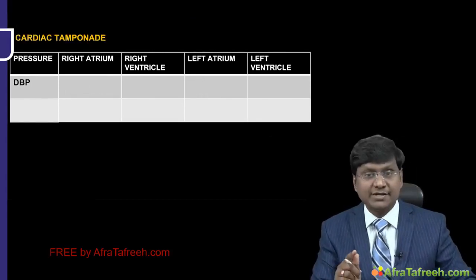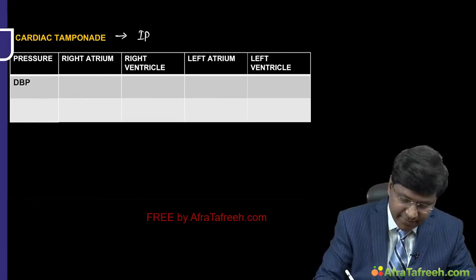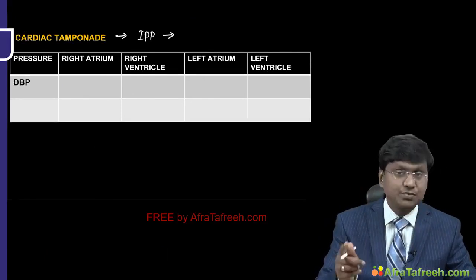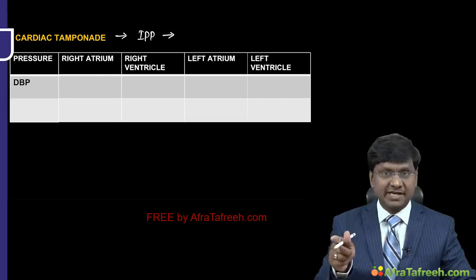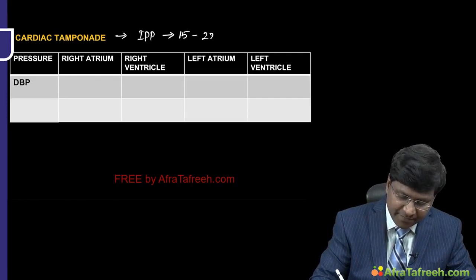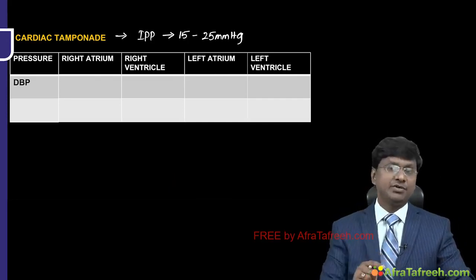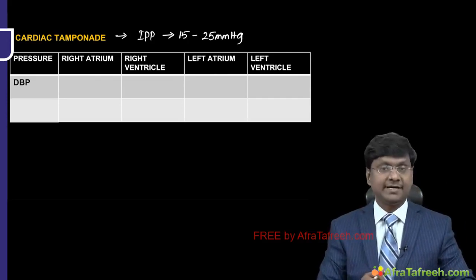So in case of cardiac tamponade, the intrapericardial pressure, which was normally -3 to +8, will be around 15 millimeters of mercury. In severe cases, it may go even up to 25 millimeters of mercury, right? It goes from 15 to 25 millimeters of mercury in cardiac tamponade.